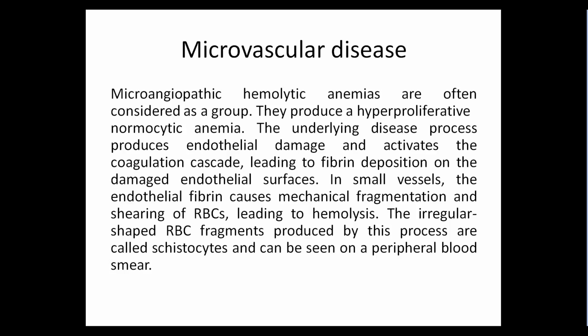Microangiopathic hemolytic anemias are often considered as a group. They produce a hyperproliferative normocytic anemia. The underlying disease process produces endothelial damage and activates the coagulation cascade, leading to fibrin deposition on the damaged endothelial surface. In small vessels, the endothelial fibrin causes mechanical fragmentation and shearing of red blood cells, leading to hemolysis. The irregularly shaped red blood cell fragments produced by this process are called schistocytes and can be seen on a peripheral blood smear.